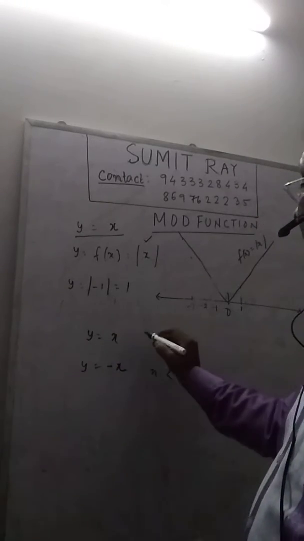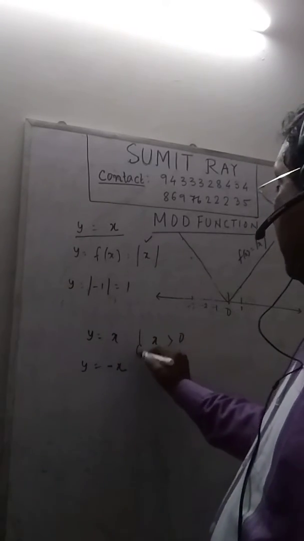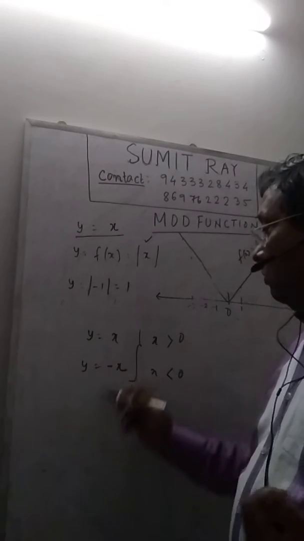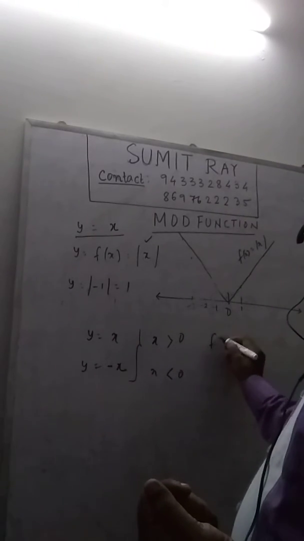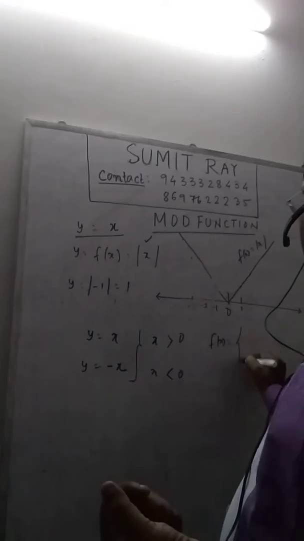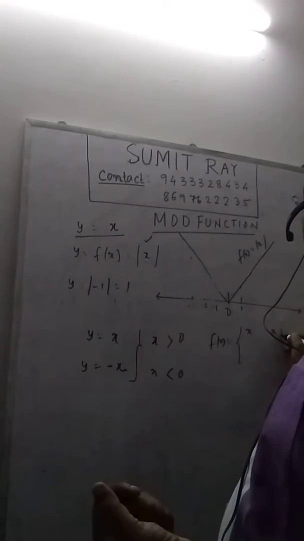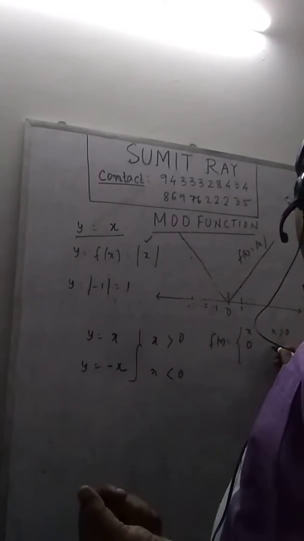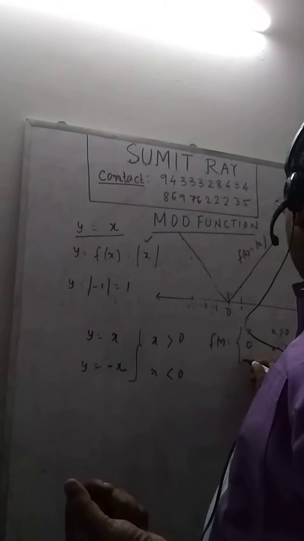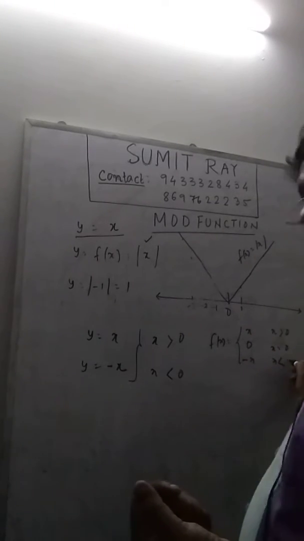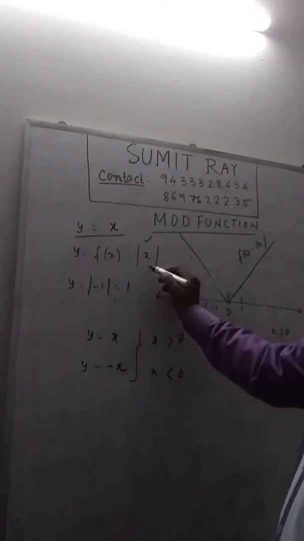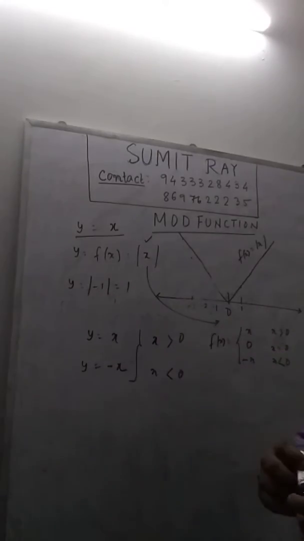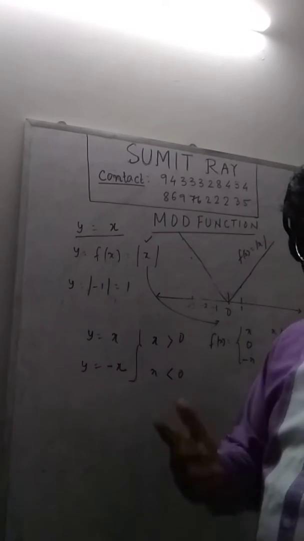And that's why this is called piecewise functions. So these functions we can also represent in this way: f of x is equal to x when x is positive, 0 when x is equal to 0, and minus x when x is negative. And in this way we can represent these mod functions. Now this is a simple mod function.